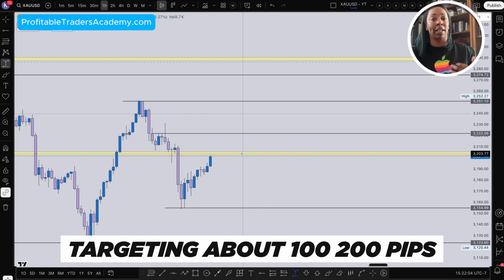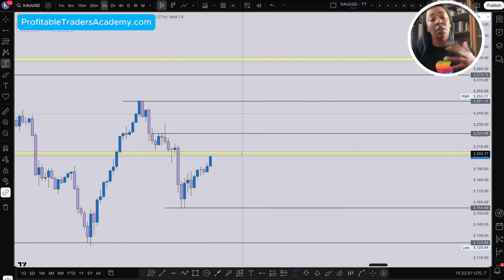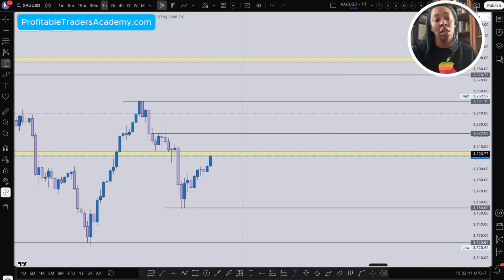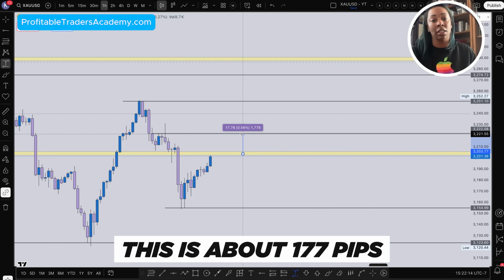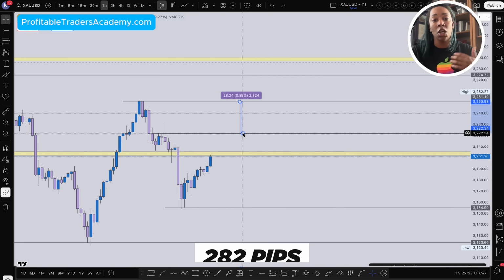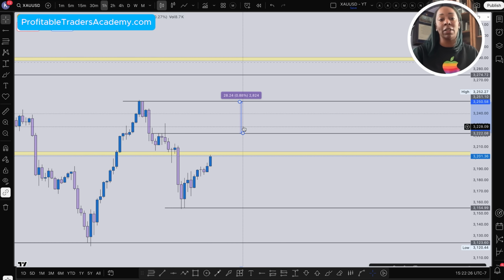So for right now, this is looking really good as far as all the different zones that I want to draw. One thing I'd like to do is make sure that I have enough range for my trades, because I'm typically targeting about 100 to 200 pips in the market and I want big enough zones so that I can catch those moves. This one I'm really interested in. This is about 177 pips here, so that looks great. And if we measure this area up here, this is more than enough at 282 pips. So I'm very satisfied with the zones that I drew.